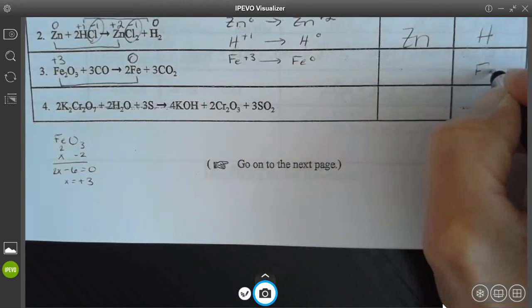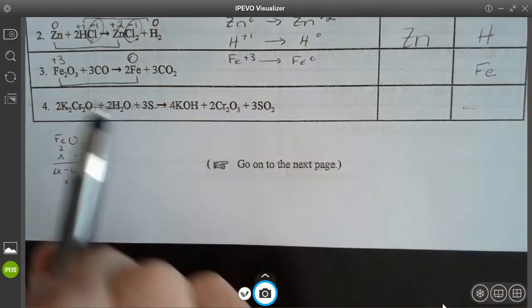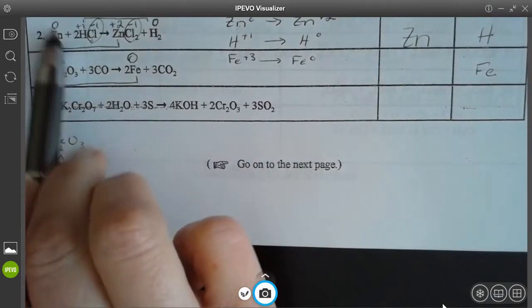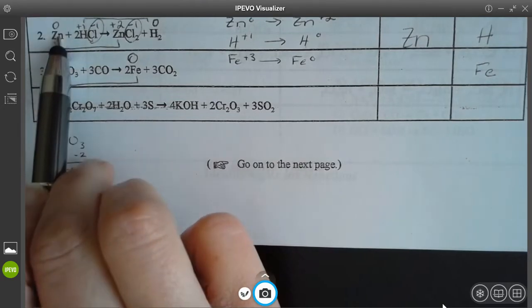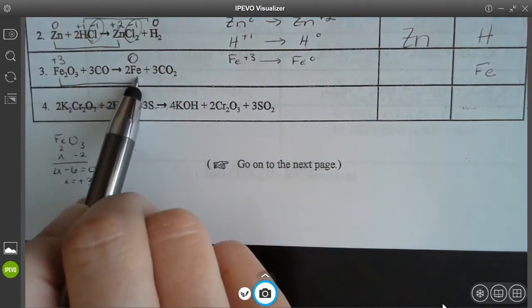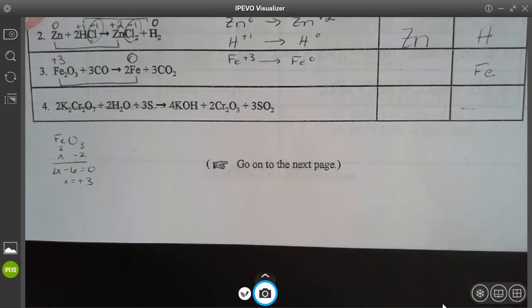Now I realize that metals are losers, however, that's when they're alone. These metals were oxidized because they started solo. This iron did not start solo. This iron can be reduced. And now we have to figure out what the other compound or what the other element is, so we have to look at the other compounds.